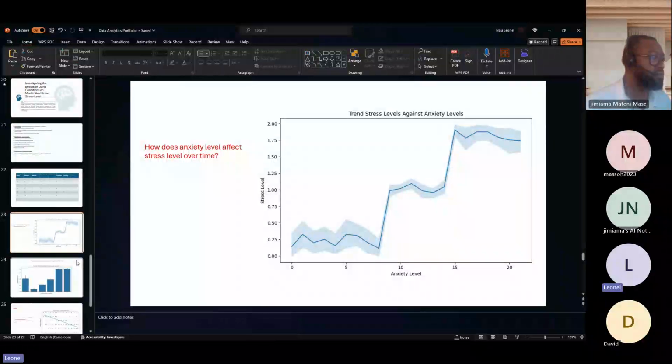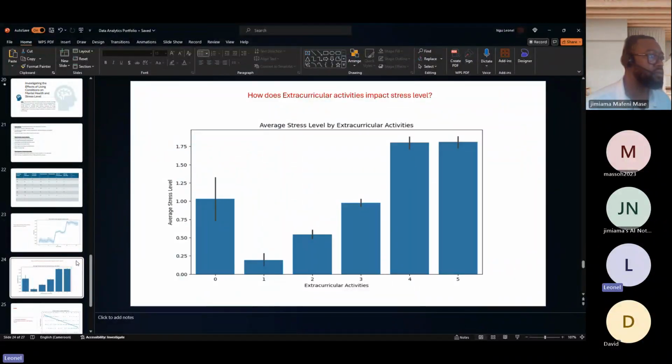The second business question was, how does extracurricular activities impact stress level? Now we can observe that students with zero extracurricular activities have a higher stress level than a student with one extracurricular activity and a student with two extracurricular activities. Now, when a student goes above three extracurricular activities, his stress level increases. So it would be recommended that students do not go above three extracurricular activities in order to maintain or reduce their levels of stress.